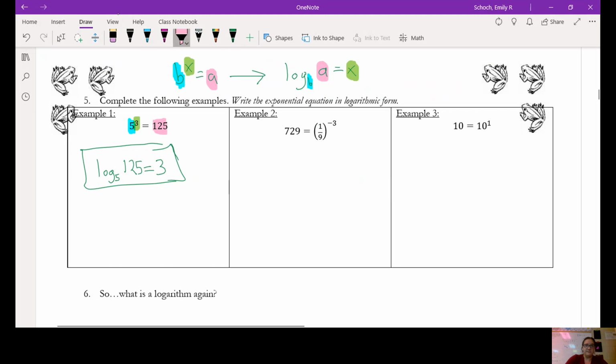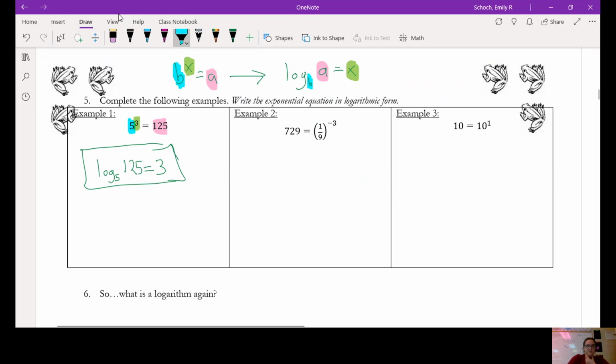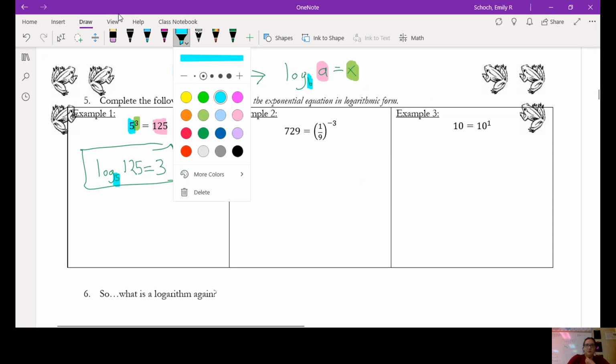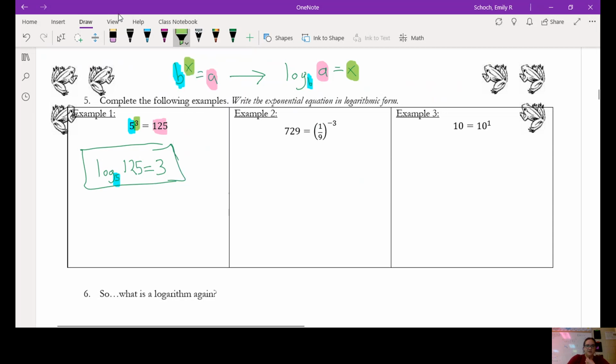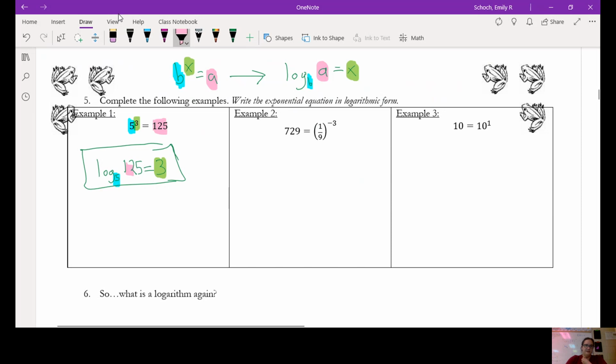That's the whole thing. We took our base, which is 5, and that's where we start. So log base 5. And then we know that it's going to equal the exponent. That's the next thing that we look at. The exponent's 3, so this is going to equal 3. And then our leftover number is 125, so the 125 goes here. And that's it. That's what you're doing.